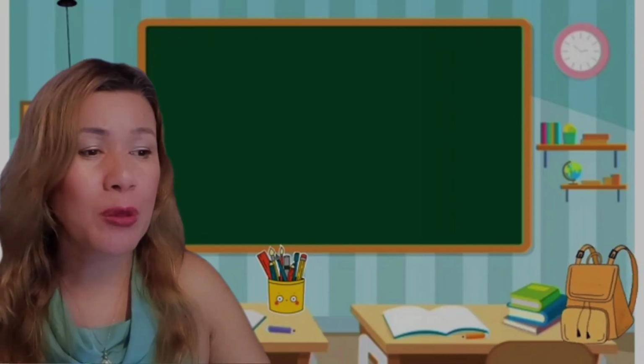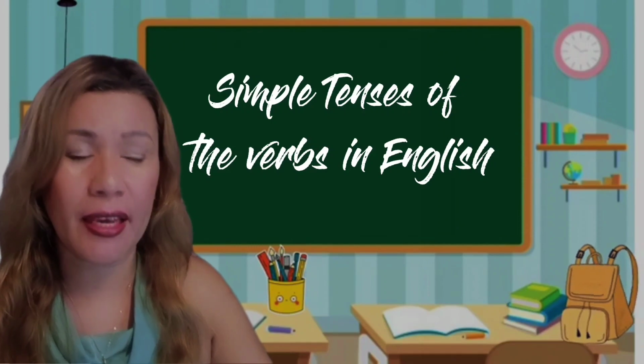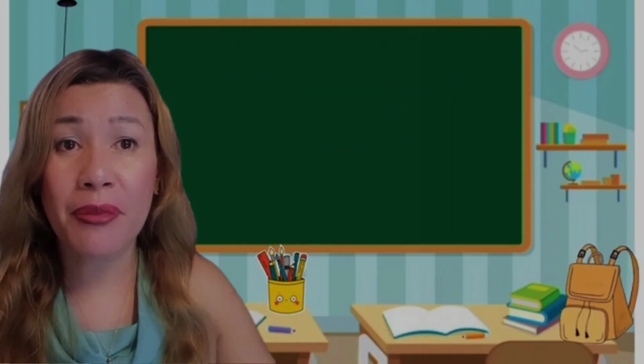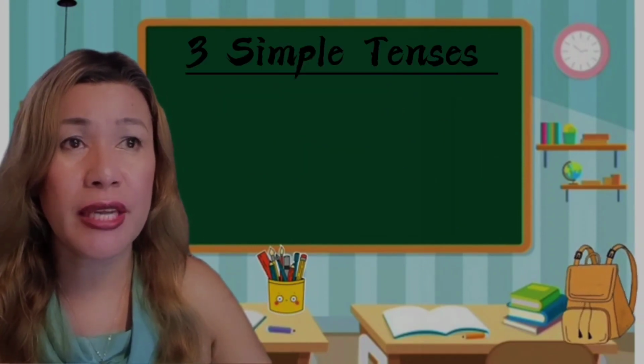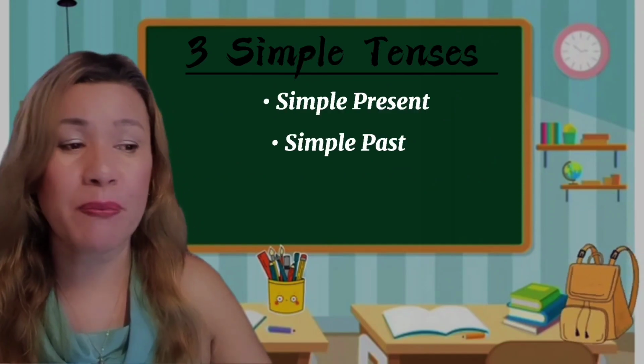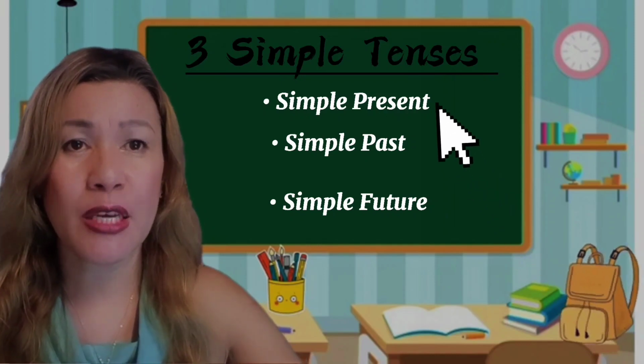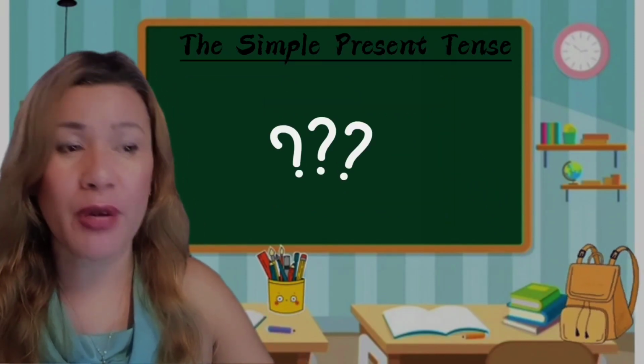In this video, I will be speaking about the simple tenses of the verbs in English. So there are three simple tenses in English, namely simple present, simple past, and simple future. Let me start with the simple present tense. When do we use the simple present tense?